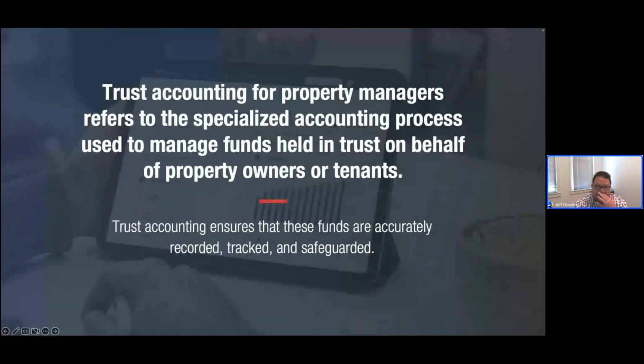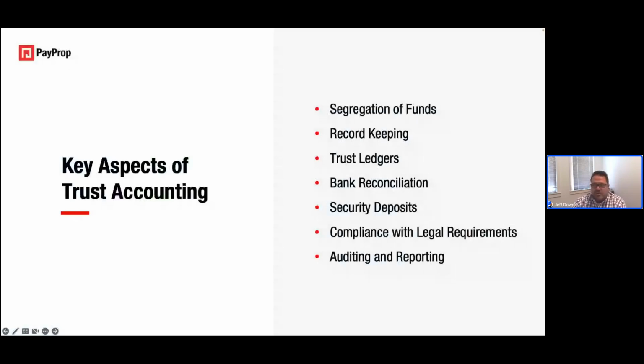But there's a lot of key aspects within trust accounting that you need to be aware of. We're going to hit a few of these along the way. First one is going to be segregation of funds, accurate and thorough record keeping, trust ledgers, and what are those? Bank reconciliation, security deposits, compliance with the legal requirements, and then any auditing and reporting things that you need to watch out for as well.